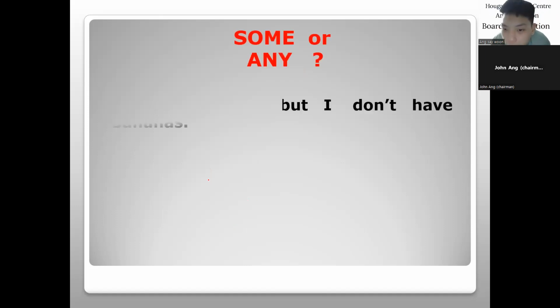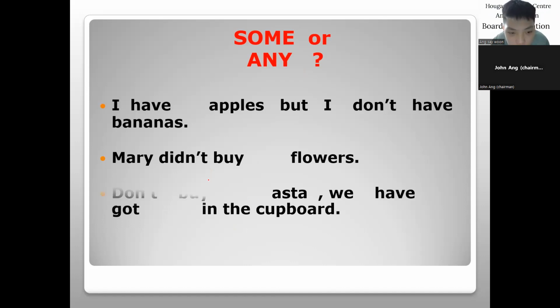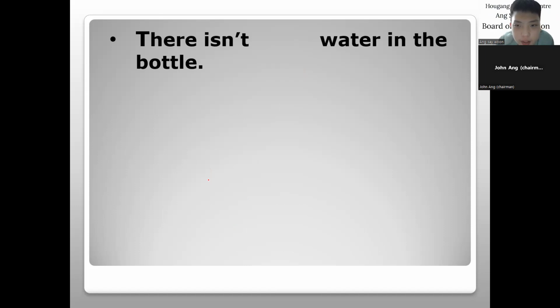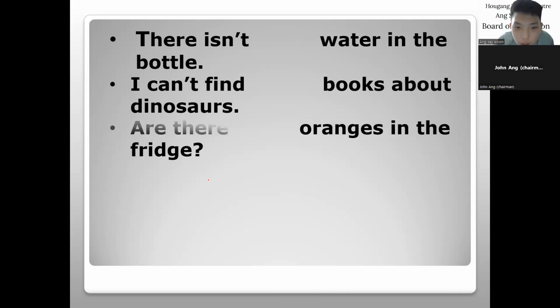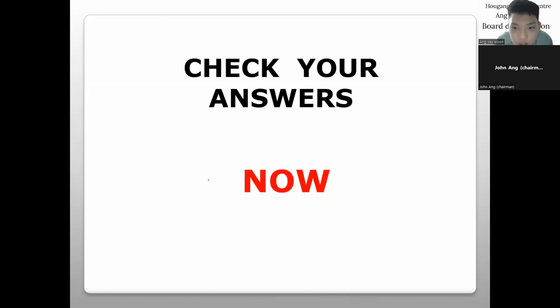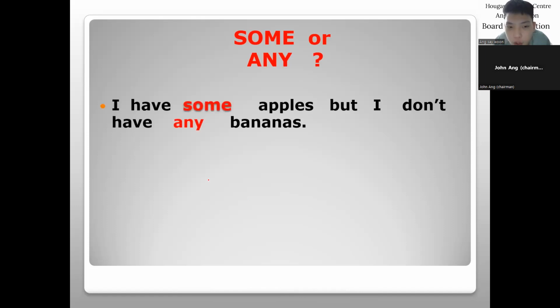Some or any? I have apples, but I don't have bananas. Mary didn't buy flowers. Don't buy pasta, we have got some in the cupboard. I can see a house and trees. There isn't water in the bottle. I can't find books about dinosaurs. Are there oranges in the fridge? There are pictures on the wall. Now, check your answers. I have some apples, but I don't have any bananas.